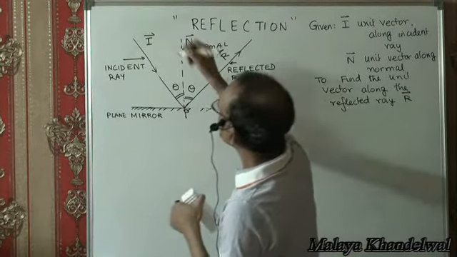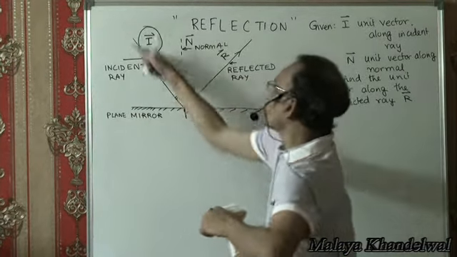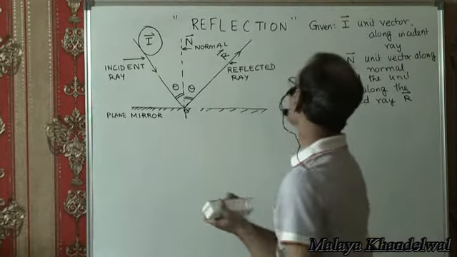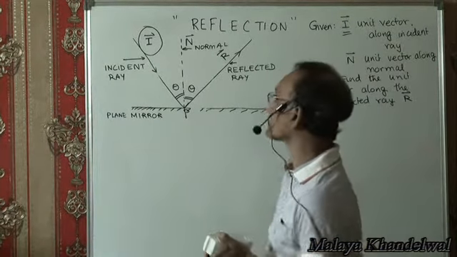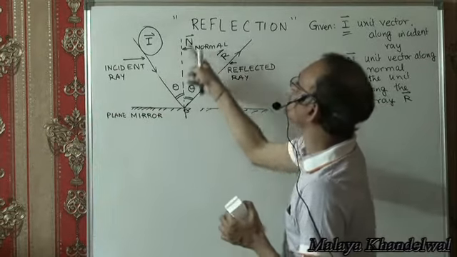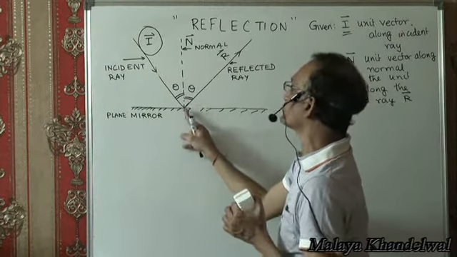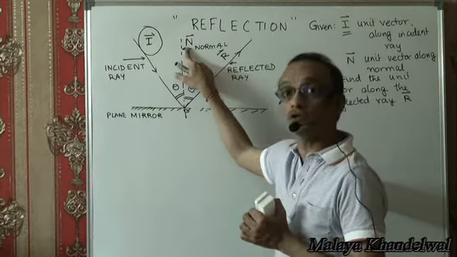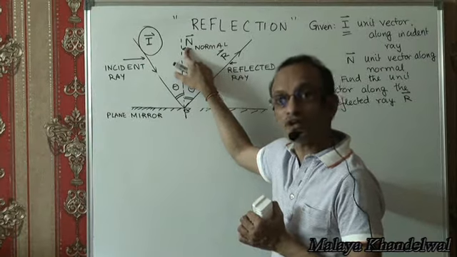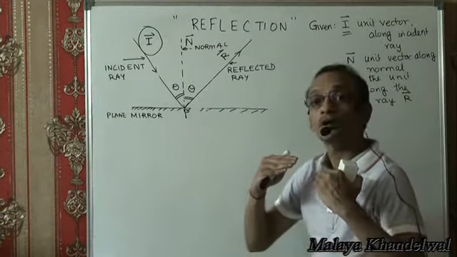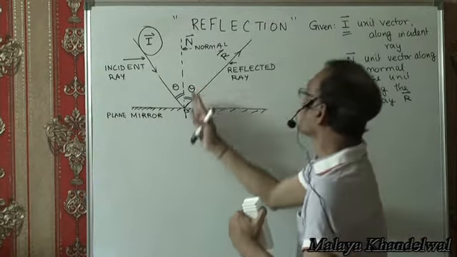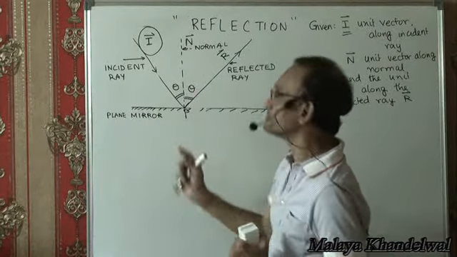Now, I is a unit vector along the incident ray. That's given to us. What's also given is a unit normal at the point of incidence. N is a unit normal, a normal of 1 unit length at the point P, a unit vector along the normal.